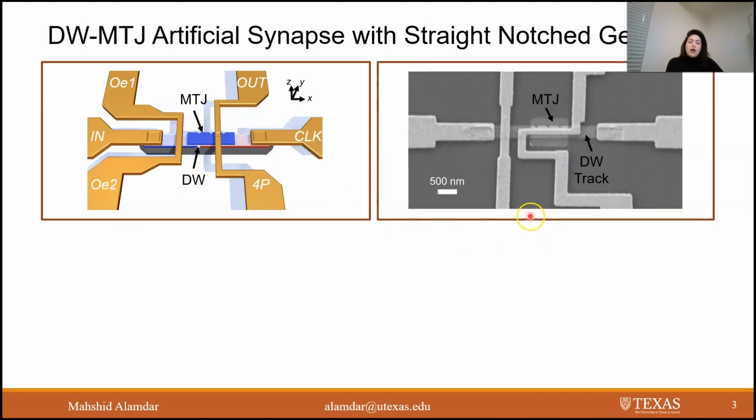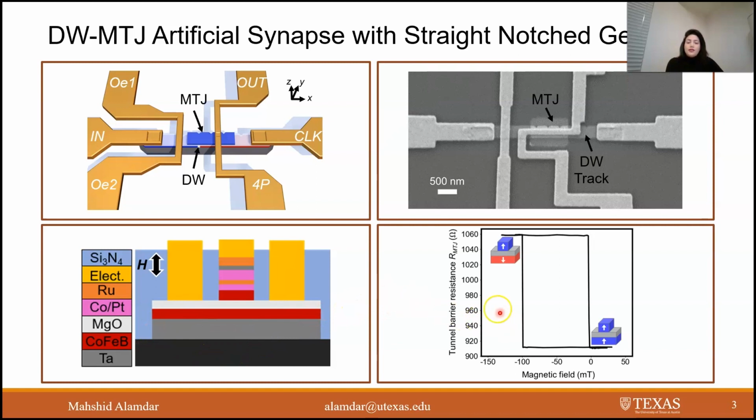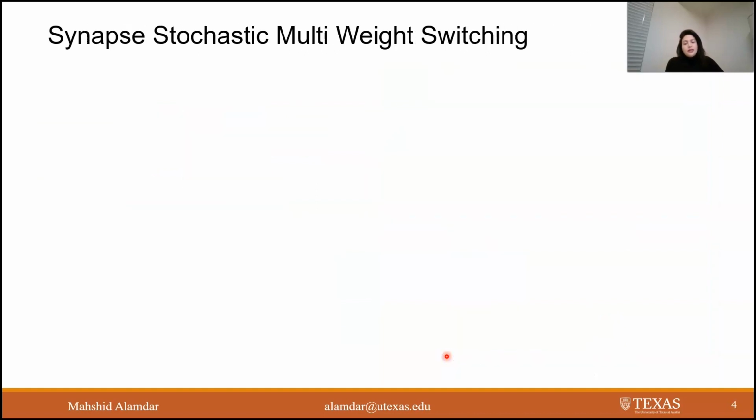This picture shows the top-down SEM image of the real device with 350 nanometer domain wall track width. And this picture shows a schematic of the full stack. The last plot shows the out-of-plane minor field loop for a synapse with domain wall track width of 350 nanometer, showing perpendicular magnetic anisotropy of the free layer and 16% TMR. Now let's take a look at the switching behavior of these straight-notched synapses.